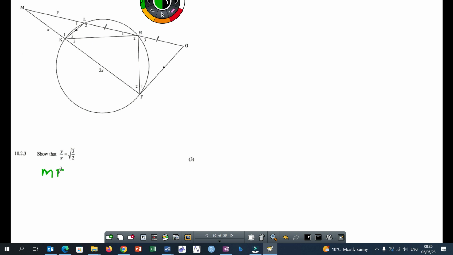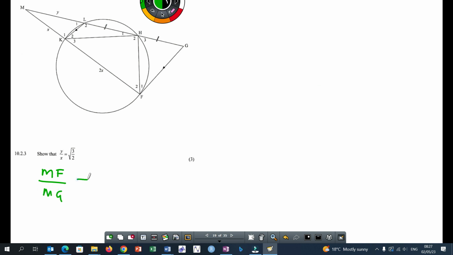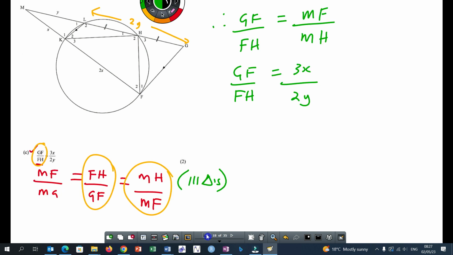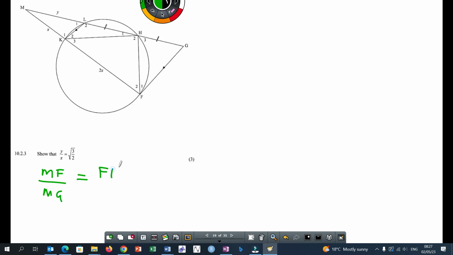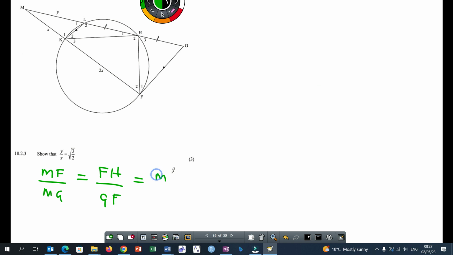So I've got MF over MG, and that's equal to FH over GF, and that will be equal to MH over MF. Okay, and obviously this is based on similar triangles. Now among these three ratios, we need to choose two that will make us have that ratio.